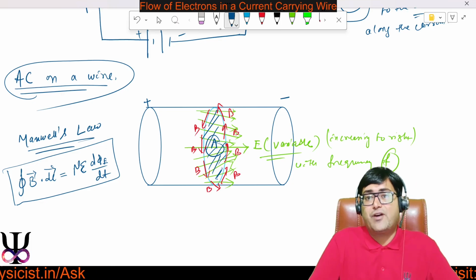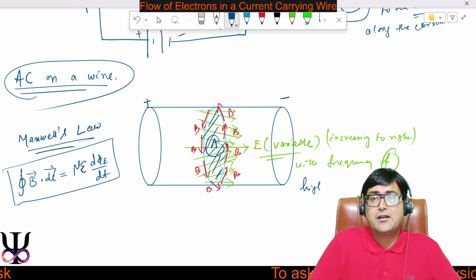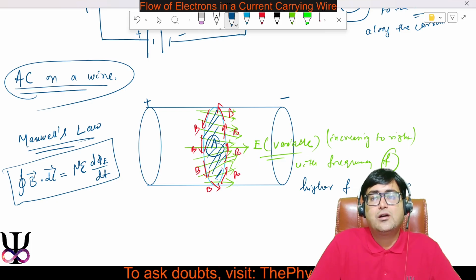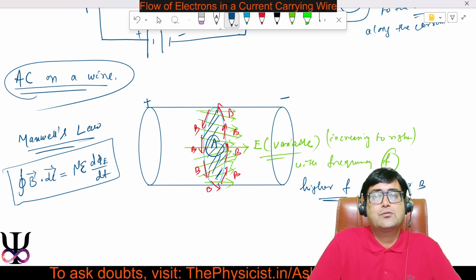Now it's an AC. Now the higher F will mean a stronger magnetic field. Yes or no? Clear?